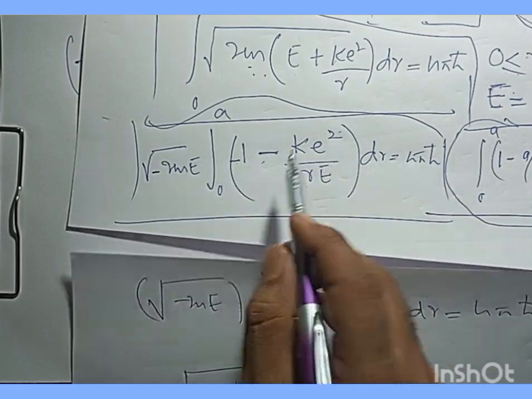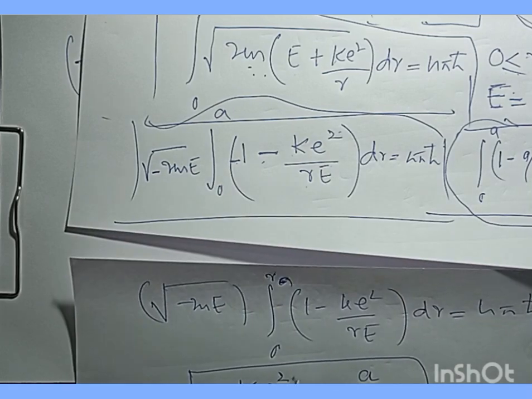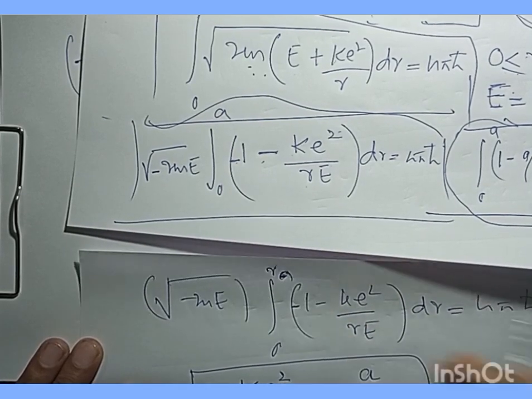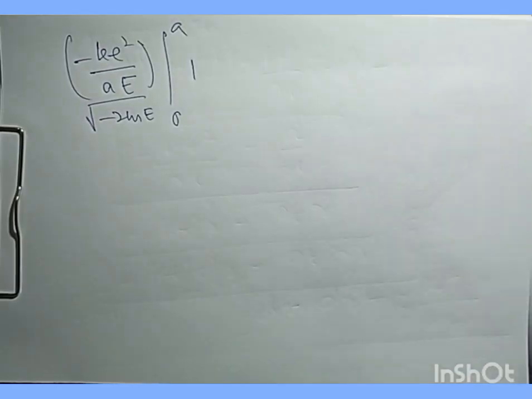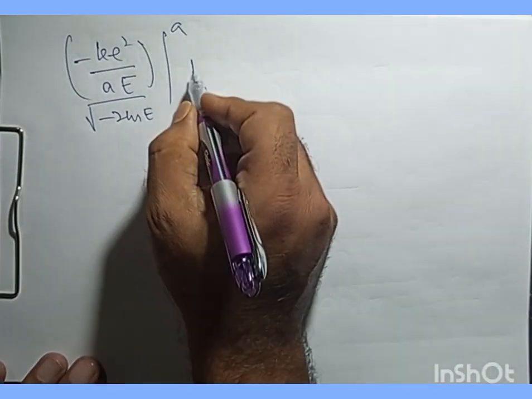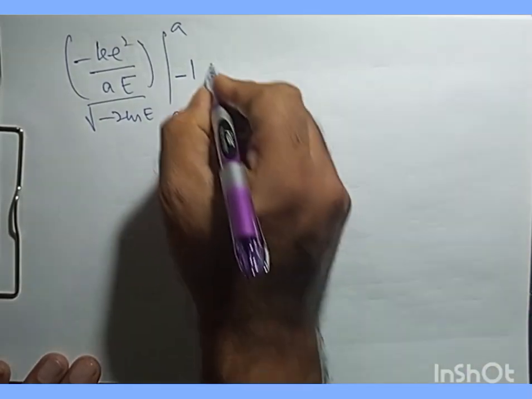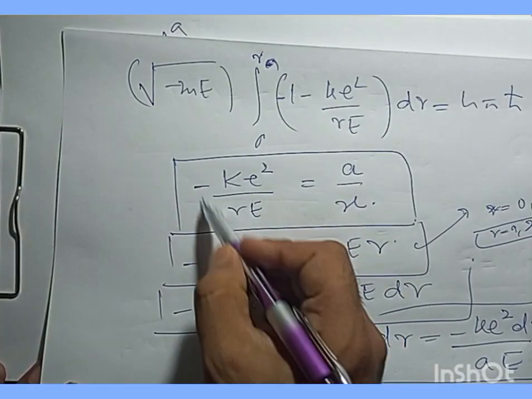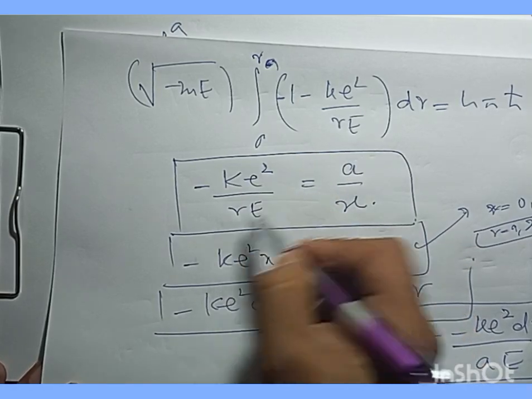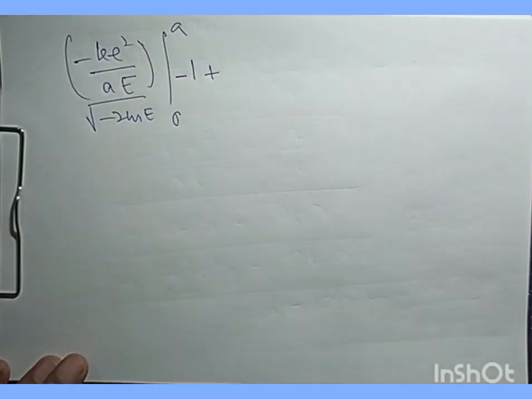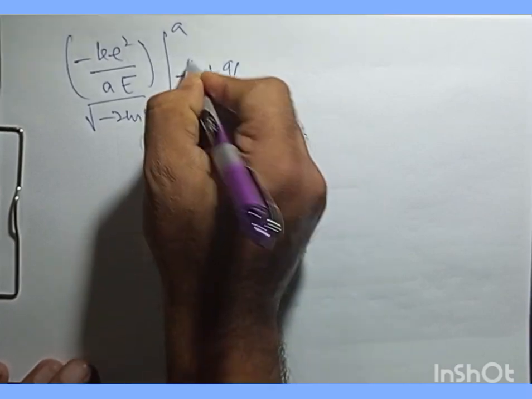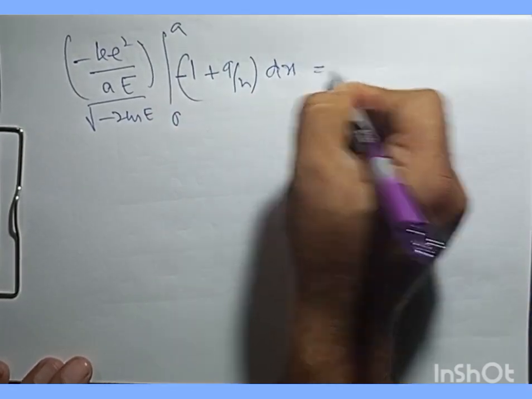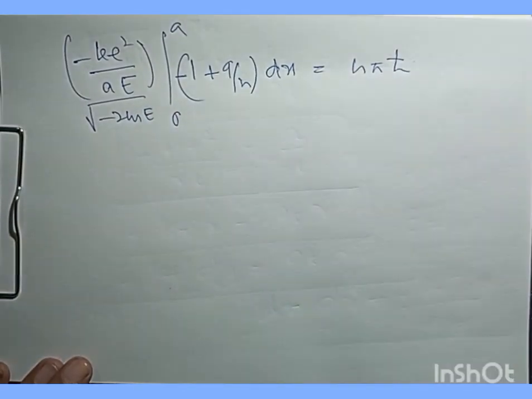So I have committed a mistake over here, so this is minus 1, so here it is minus 1, and what am I going to write now is, so this is minus 1, then plus, because I have taken minus ke squared by re out, so this whole thing is a by x. So here I'm going to write down a by x. Dx is equal to n pi h bar. That's the case, right?